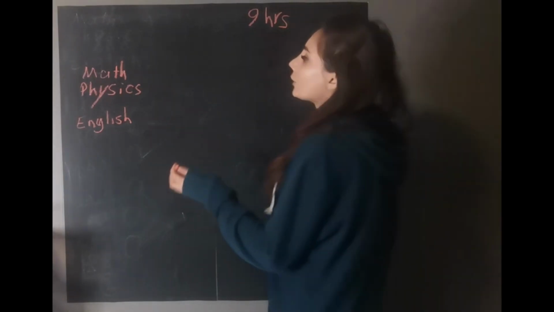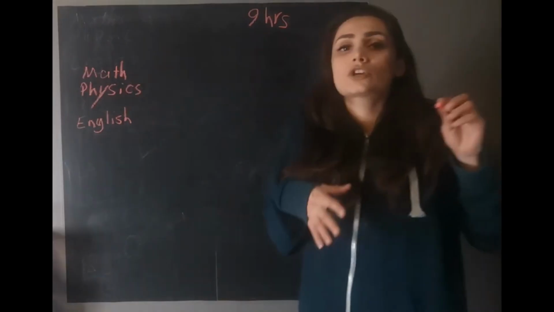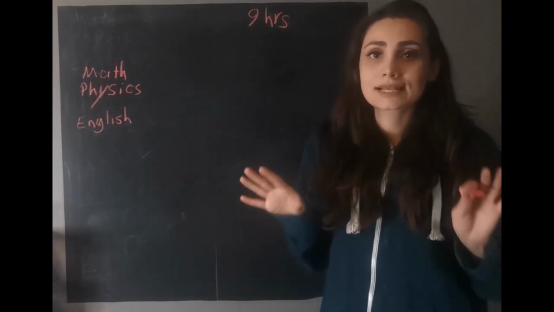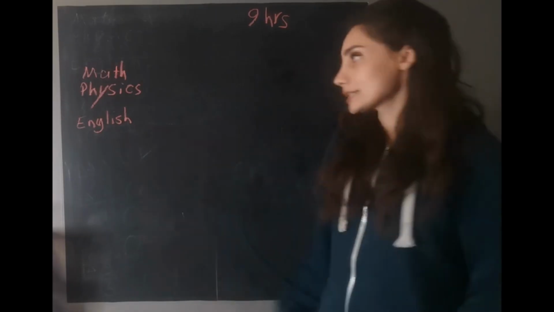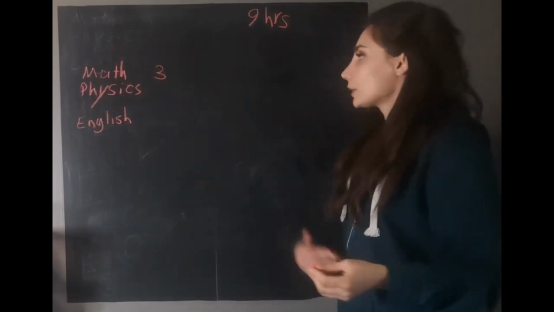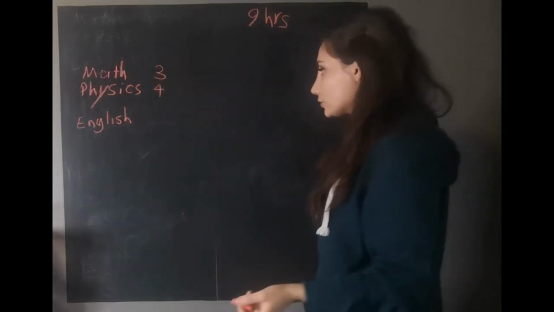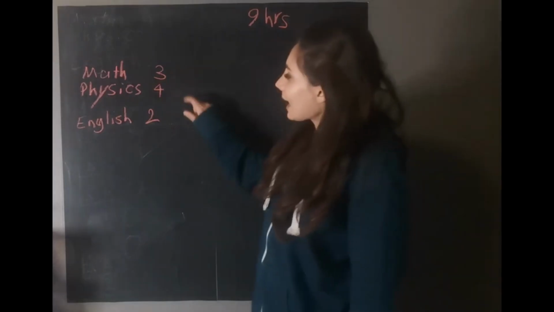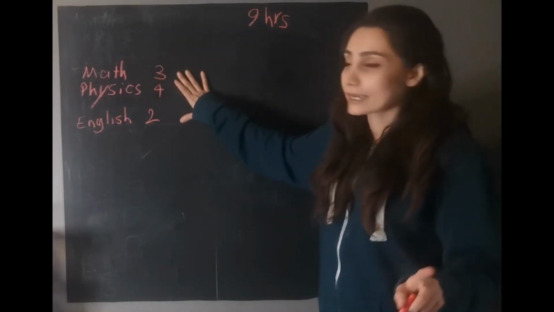I'm going to say, for example, math difficulty, this is just a random number that I'm going to give to each one of these. I'm going to say how difficult it is going to be for me to learn these courses. Math is probably 3 units difficult for me to learn. Physics is going to be, for example, 4 units difficult to learn. English, 2 units difficult to learn. So right now, this adds up to 9, okay?